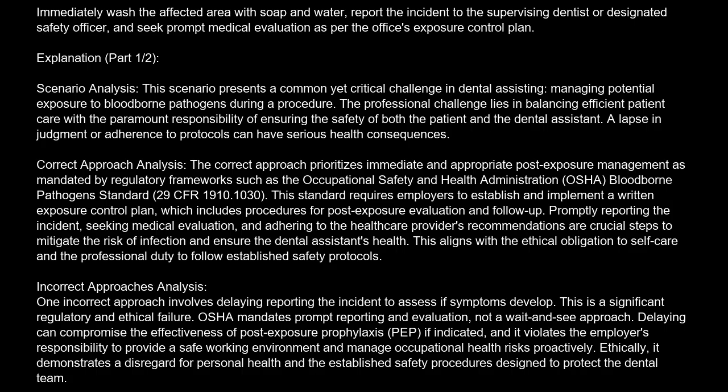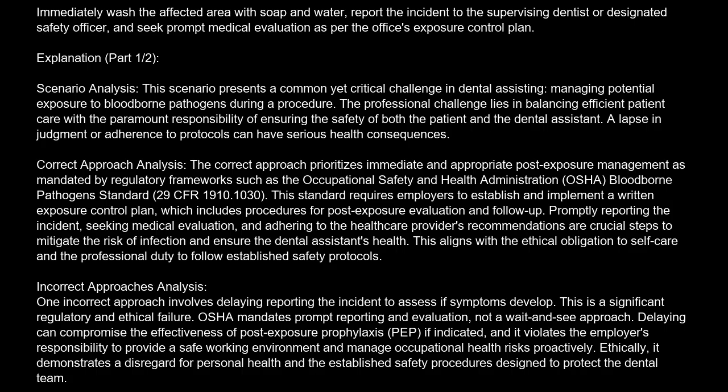This aligns with the ethical obligation to self-care and the professional duty to follow established safety protocols. Incorrect approaches analysis. One incorrect approach involves delaying reporting the incident to assess if symptoms develop. This is a significant regulatory and ethical failure. OSHA mandates prompt reporting and evaluation, not a wait-and-see approach.